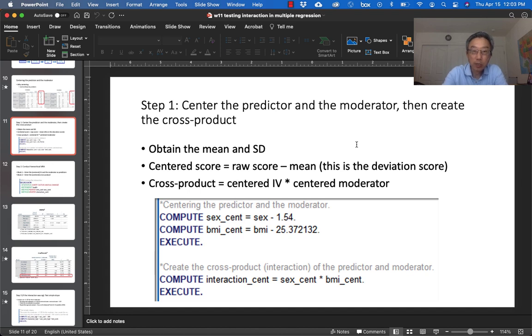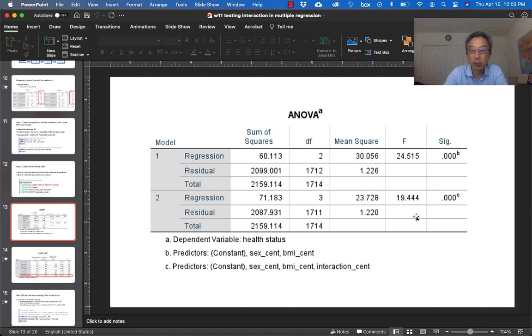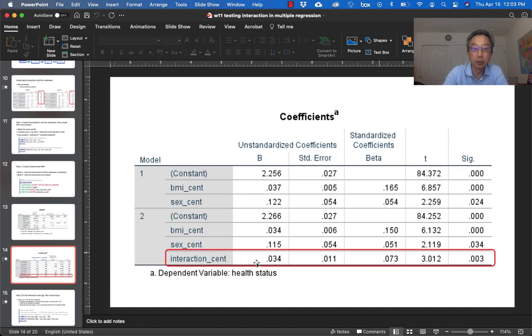So let's see. Step number one is still we center the predictor and the moderator, then create the cross product, right? The next step, we conduct a hierarchical multiple regression analysis. Step number two, we enter the interaction term based on the centered moderator and the predictor variable. We check, making sure that the regression analysis was statistically significant. And then we move on to checking the interaction. It was, in fact, statistically significant.